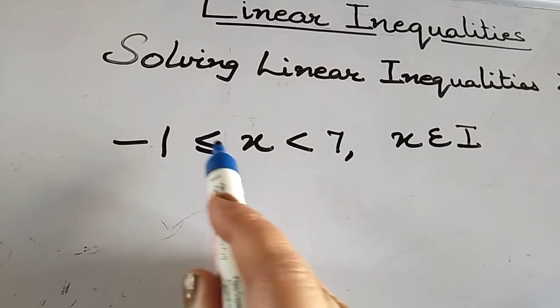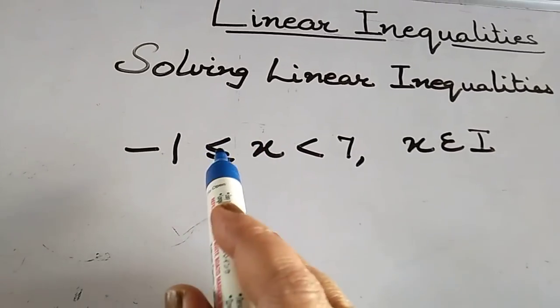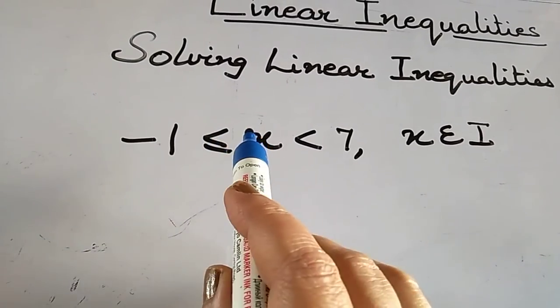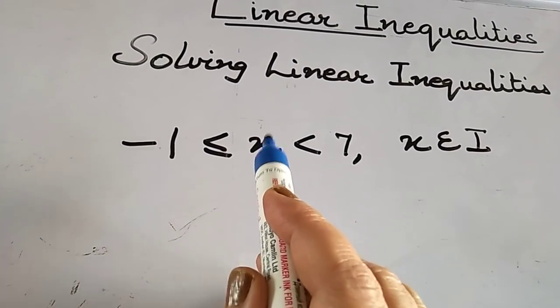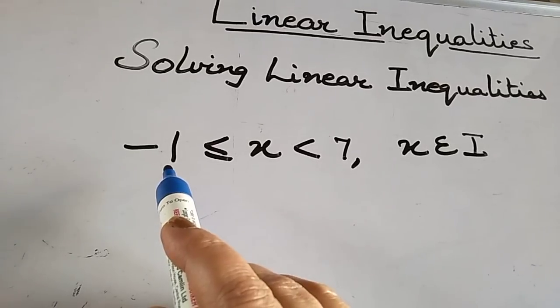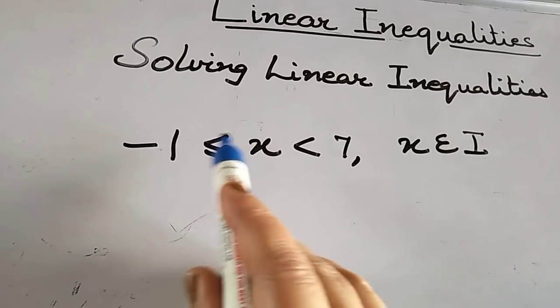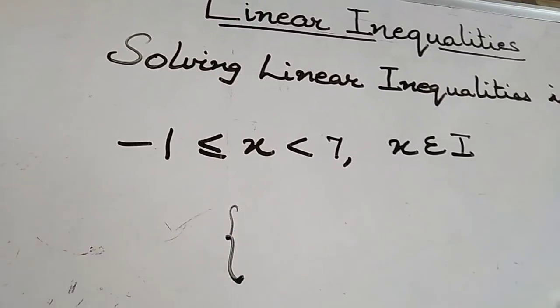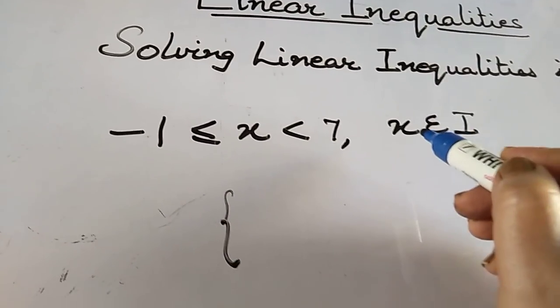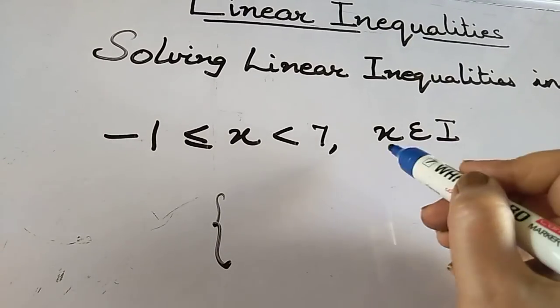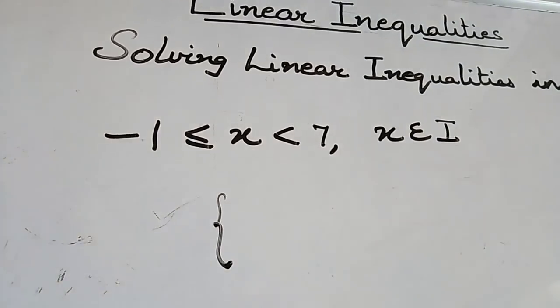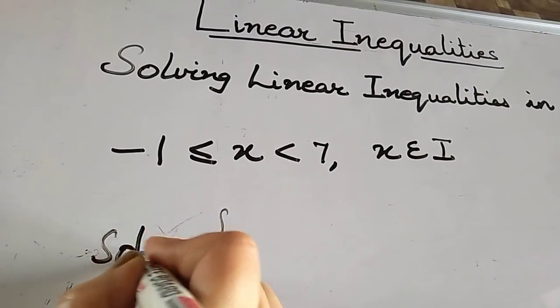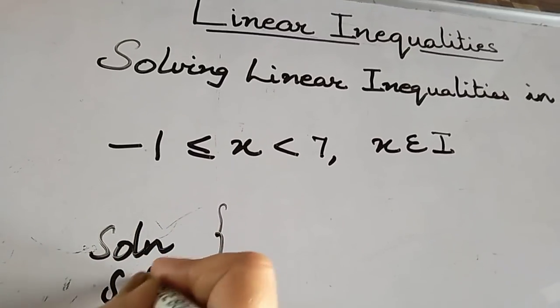See, you can see the bigger mouth is towards x. This is how we distinguish less than and greater than. That means this x has to be bigger than or equal to -1. Now, which are the integers? What is the replacement set here? Replacement set is integers, the set of integers. And what will be the solution set here?